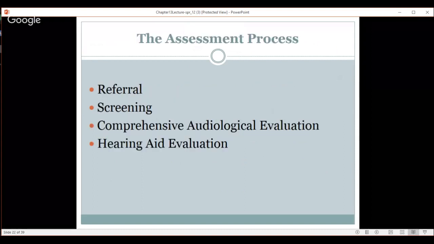The referral or the assessment process begins, like most of the other assessment processes we've looked at, with the referral, and then goes on to the screening and comprehensive audiological evaluation, and if necessary, a hearing aid evaluation.